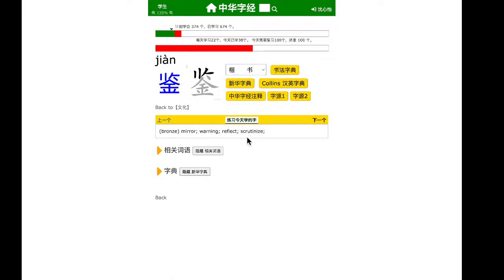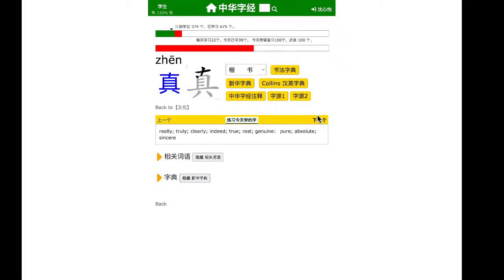Jin refers to a mirror, which used to be made of bronze, or a warning to reflect or scrutinize. Jin means really, truly, clearly, indeed, something that's true and real, genuine, pure, absolute, or sincere. You've all used this word. Jin.